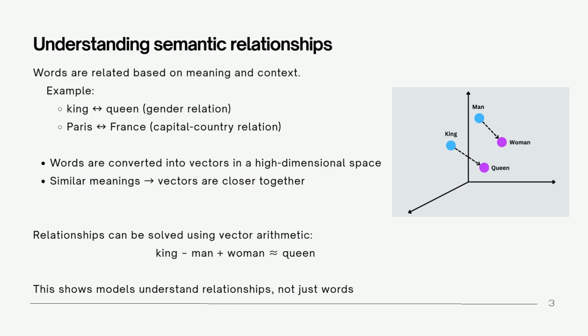Now, the idea becomes more interesting when we look at relationships between words. Words are not independent, they exist in relationship with other words. For example, king and queen share a gender relationship, and let's say Paris and France share a capital-country relationship. What is fascinating is that these relationships can actually be captured mathematically using vectors. A famous example is king minus man plus woman gives a vector close to queen. This shows that embeddings are not just storing words but actually learning the structure of language. So the goal is not just representation but also capturing the relationships in a geometric space.